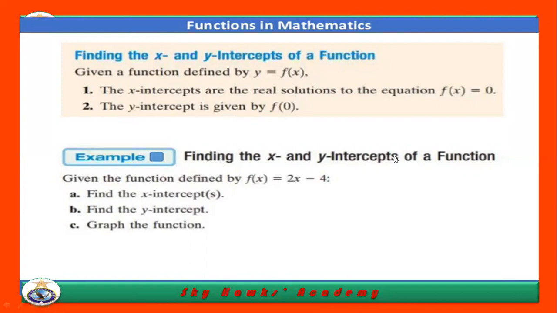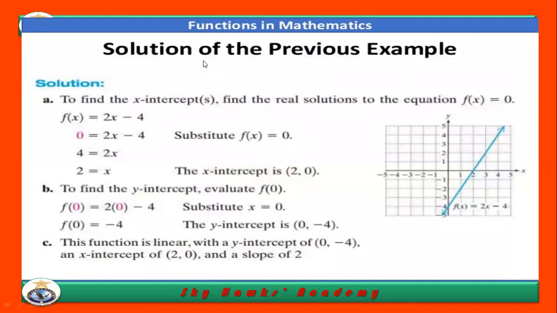Example: finding the x and y-intercept of a function. Given the function defined by, this time, f of x is equal to 2x minus 4. Find the x-intercept: we will have to put it equal to 0. And for the y-intercept, we will have to replace each and every x with 0. Then graph the function. We can graph it also just by tabulating some values for x and y, getting the coordinates of the different points. At least there must be 3 points, then we will be in a better position to draw the graph. I am sure that you can solve this, but anyhow, look at the solution.